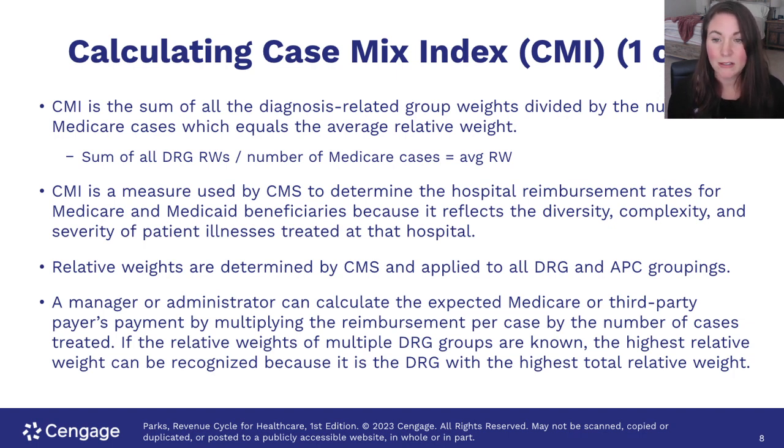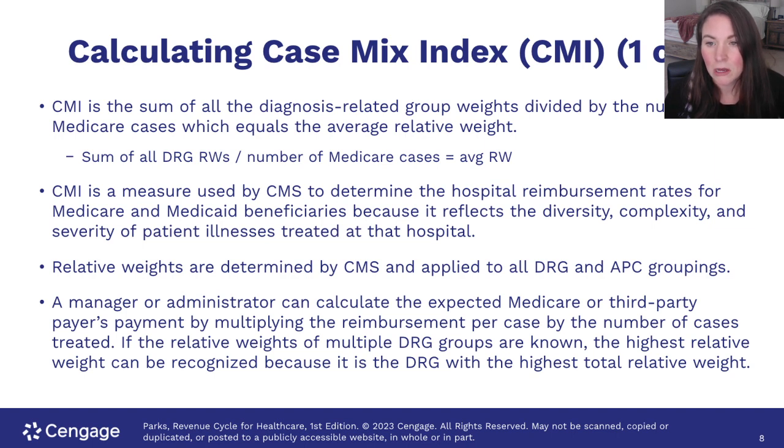Now, if you remember, relative weights are determined by CMS and they're applied to all DRGs and APCs, the ambulatory payment classifications. A little refresher on that because I know it can sometimes be confusing, but you need to know this. So stop and make a note of this. DRGs are used to determine reimbursement for inpatient acute care hospitals and are based on ICD-10-CM diagnosis codes. APCs are used to determine reimbursement for outpatient hospital services and are based on CPT and HCPCS codes. You need to know the difference between those.